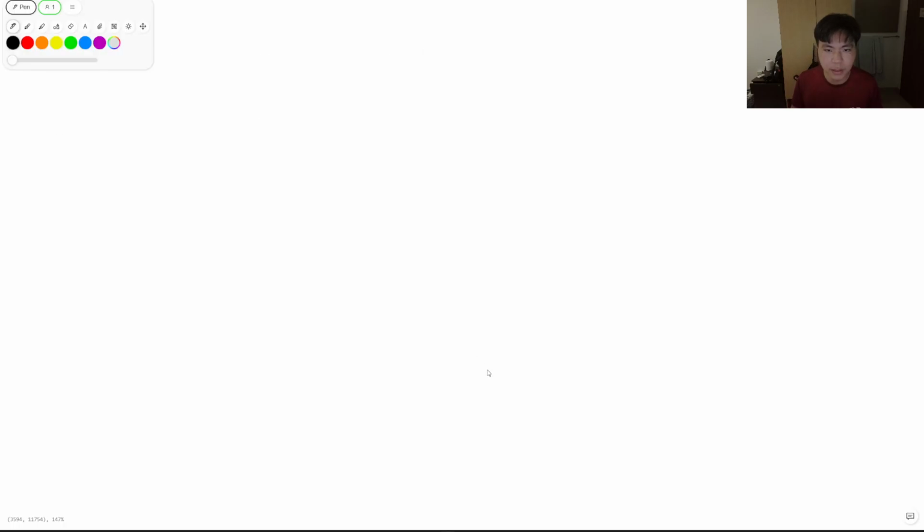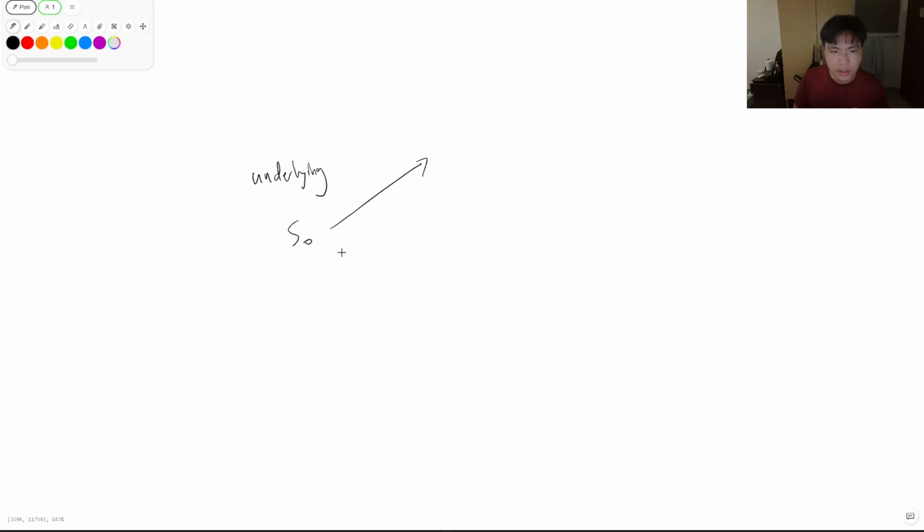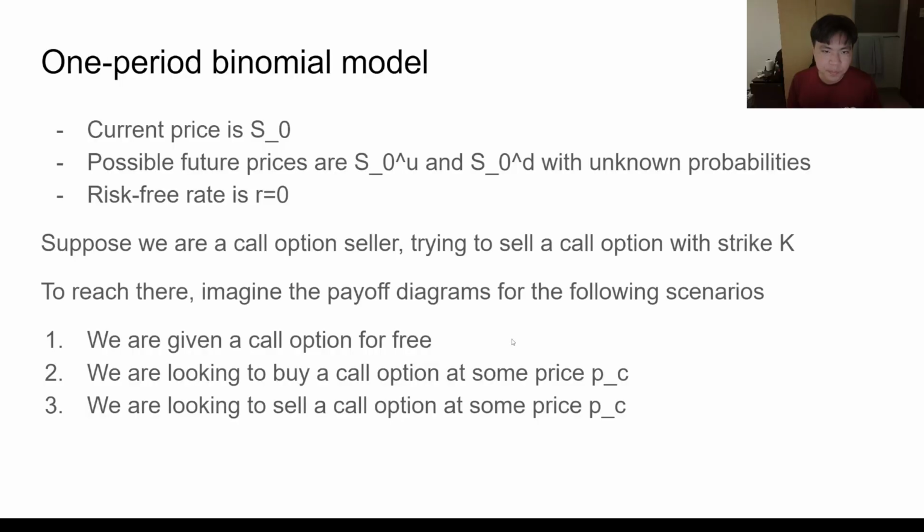So the typical setup is that we have underlying S naught. This is the market price for the underlying. The market is willing to buy and sell the underlying at this price S naught. It's a 1 point price, so there's no bid-ask spread. We're given that there are two scenarios in the one period binomial model: one where it upticks to S naught U and one where it downticks to S naught D. We can assume that S naught D is less than S naught, which is less than S naught U.